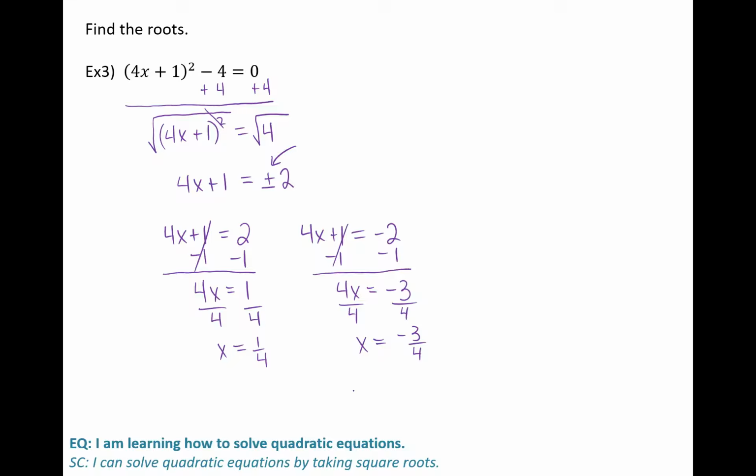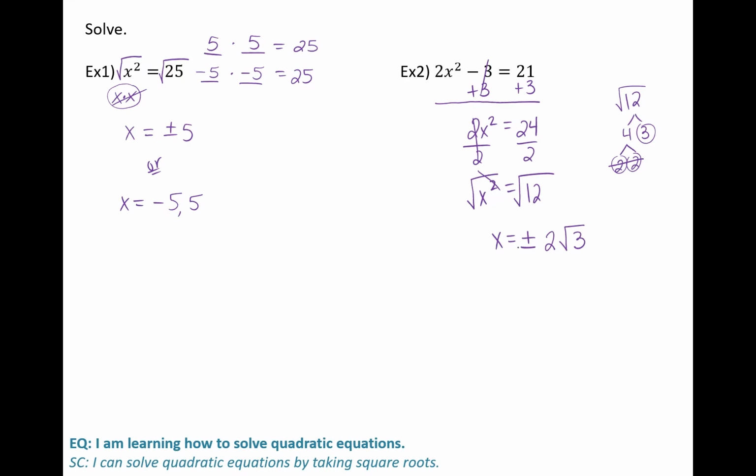So for this one, I have 2 values, so I'm going to list them out together. I'm going to say negative 3/4 and 1/4. And you will notice that sometimes our answers will be 2 different numbers, as opposed to in this last one where it was just plus or minus and a single number, or even in example 1, plus or minus 5.